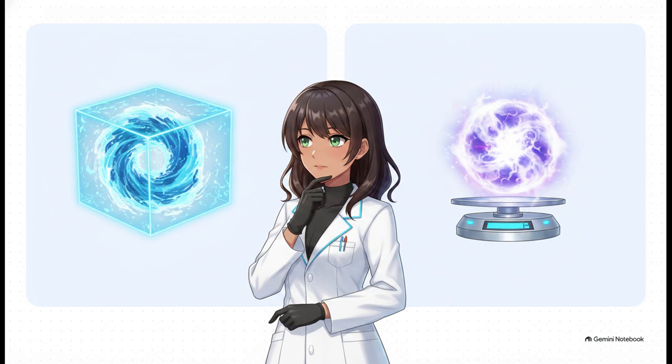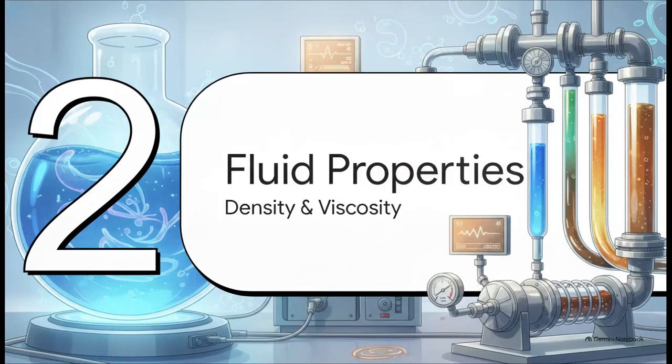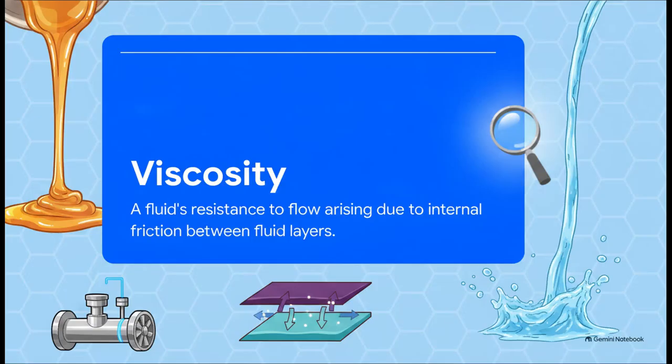Moving right along to Section 2, Fluid Properties, specifically density and viscosity. Let's see how the invisible forces of a fluid dictate its behavior. Obviously, density is important, but we're going to focus heavily on viscosity right now. You can basically think of viscosity as a measure of a fluid's thickness. Technically speaking, it's the fluid's resistance to flow, which happens because of the internal friction between fluid layers as they slip past one another. Just imagine trying to pour a jar of thick honey versus a glass of water. The honey has super high internal friction.